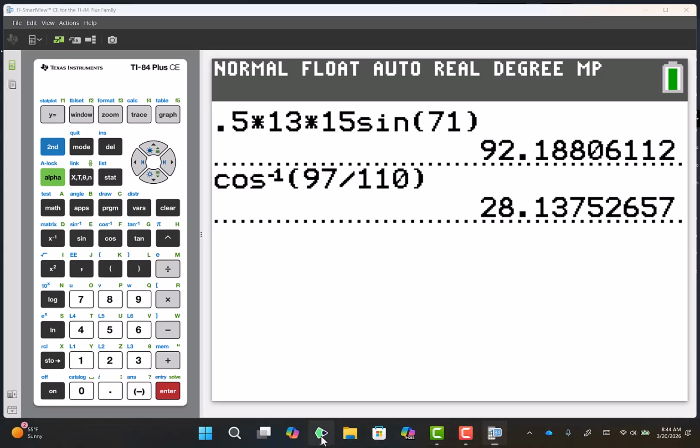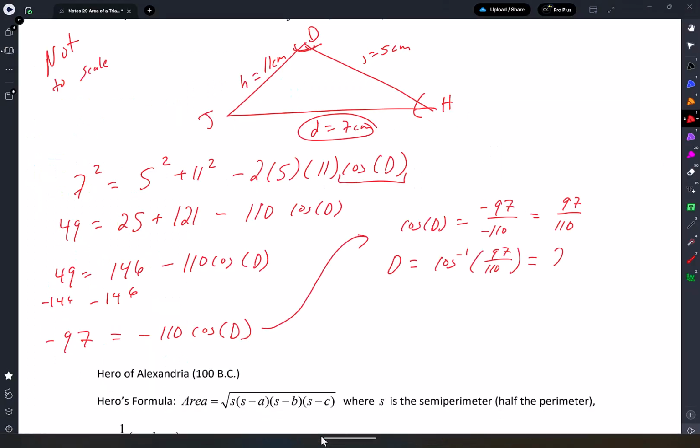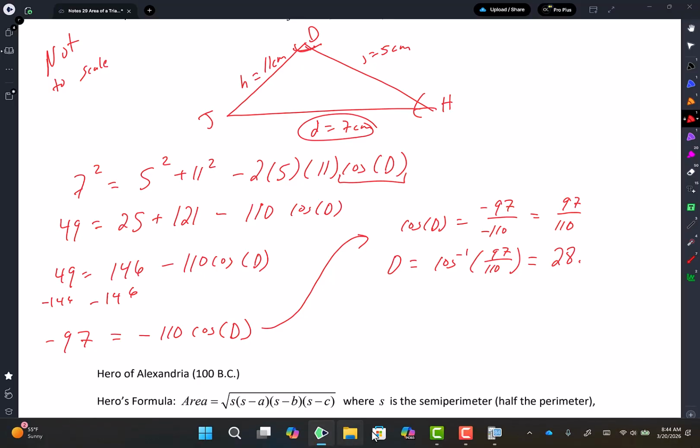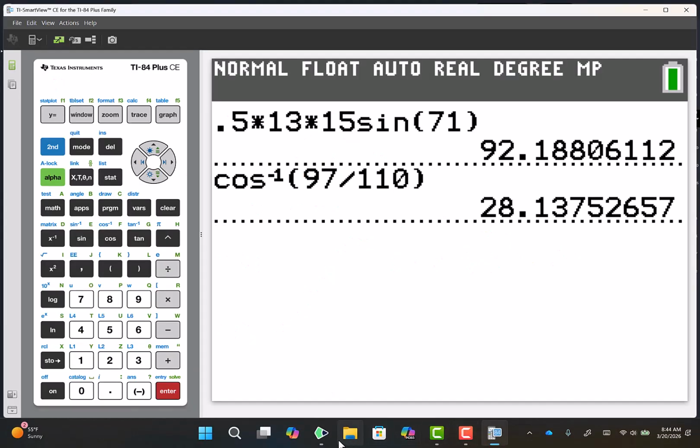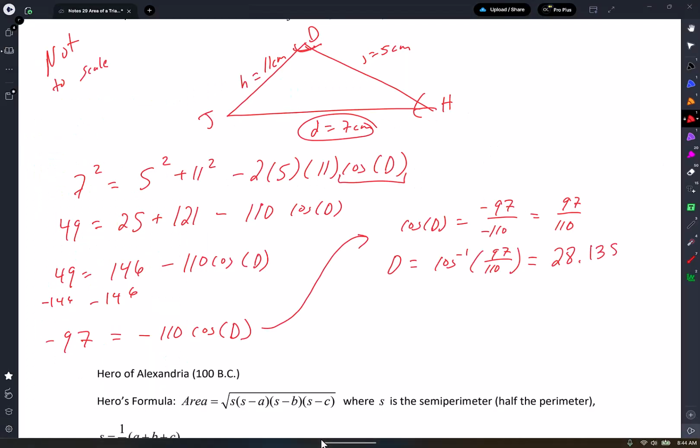That's what I got. The more digits you can write, the better. It's a degree, so put a degree symbol. 28 point, and I already forgot it, short-term memory. 1375. I wrote 5 instead of 7. 75 degrees.